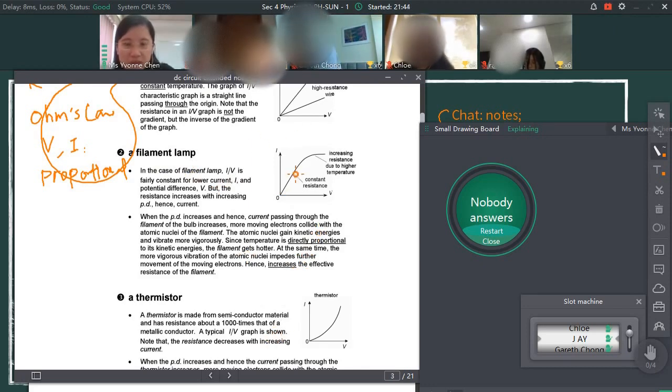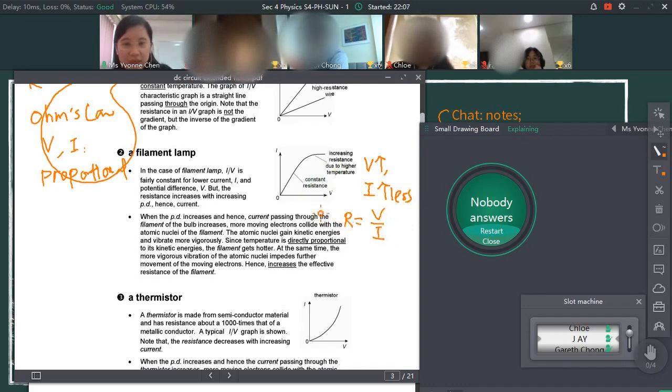Do you see that as the voltage increases, the current increases less for the filament lamp? So what happened to the resistance? We know resistance is defined as V divided by I, right? So if V increases a lot and I increases a little bit, what happens to R?